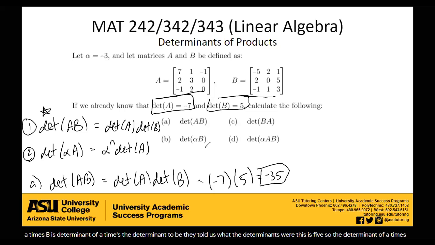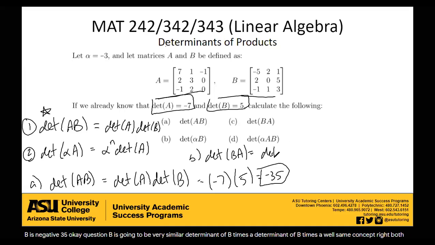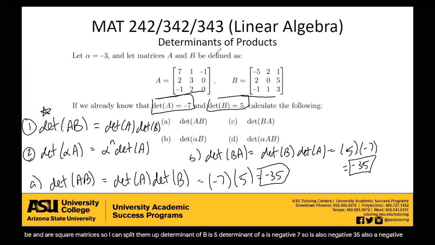Okay. Question B is going to be very similar. Determinant of B times A. Same concept, right? Both B and A are square matrices, so I can split them up. Determinant of B is 5, determinant of A is -7, so this is also -35. Okay, so that's A and that's B.